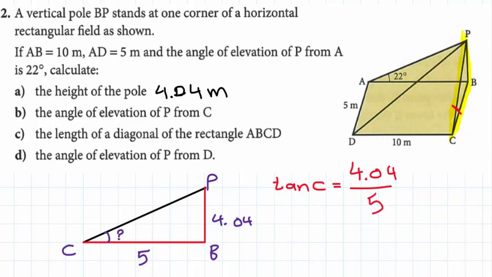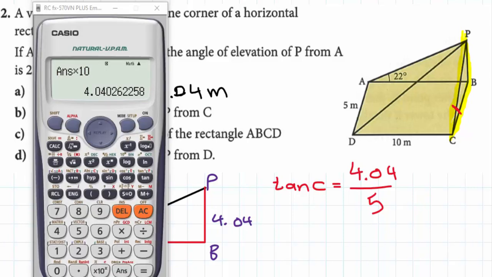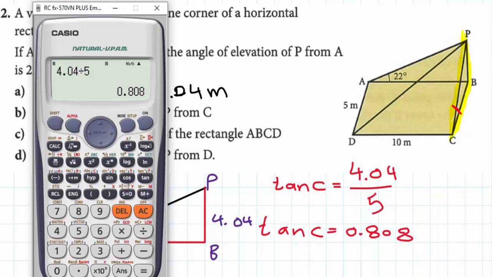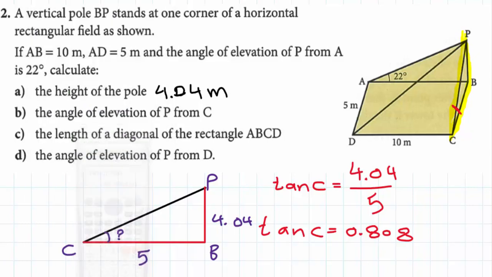Now, since the angle is missing, let's divide these two numbers. 4.04 divided by 5 is equal to 0.808. And let's write this: 0.808 is tan of C. Now it's time to use tan inverse. When I say tan inverse of 0.808, then we'll get the angle. Tan inverse of 0.808 is equal to 38.9. This angle is 38.9, or simply we can say it's nearly 39 degrees. So the angle of elevation is 39 degrees.